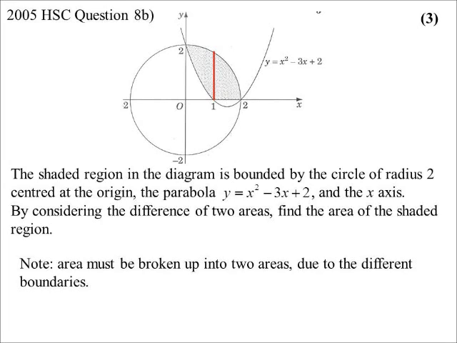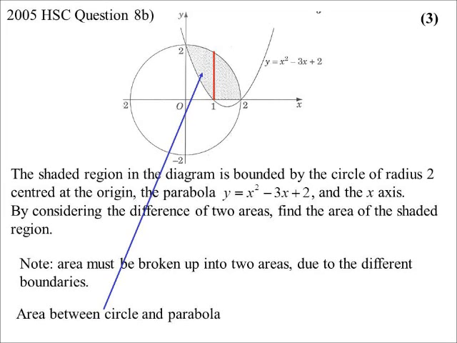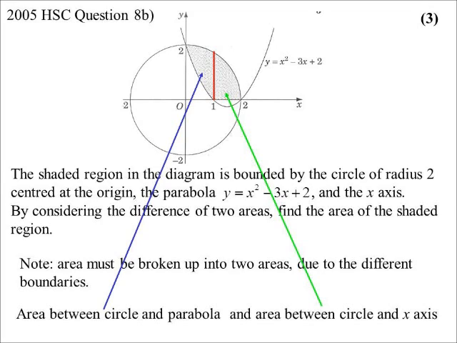So I could draw in that red line there and say, all right, well, the first one's the area between the circle and the parabola. And the second one is between the circle and the x-axis. And then obviously I could add those areas together. But their hint doesn't say considering the sum of two areas.